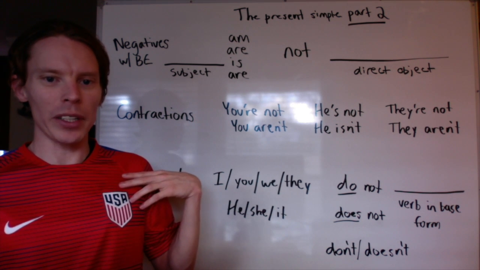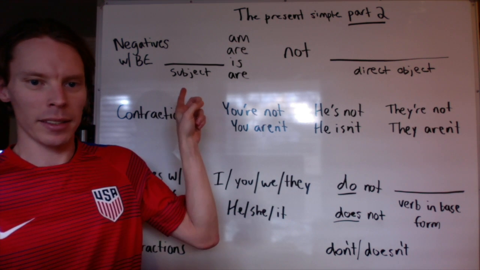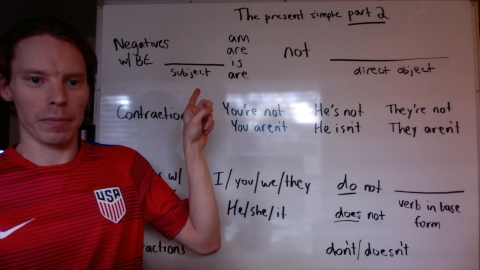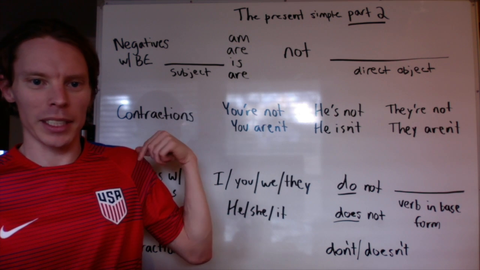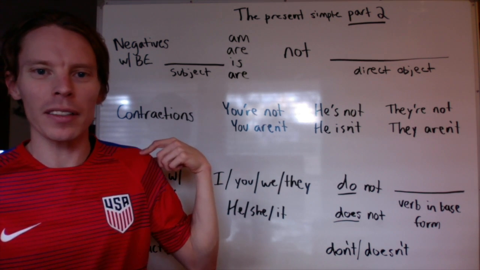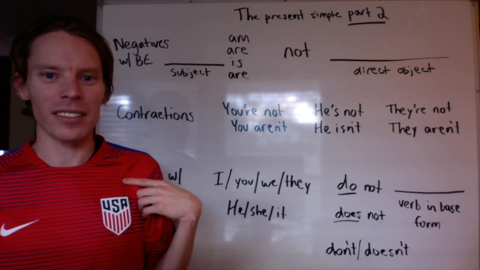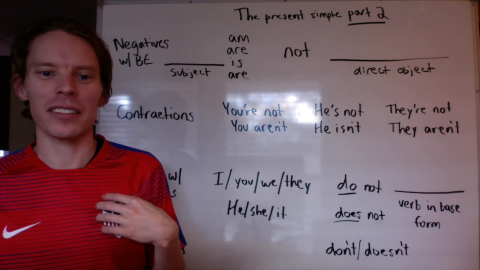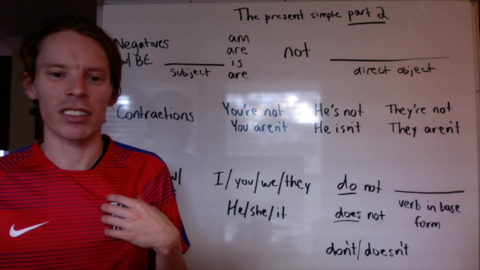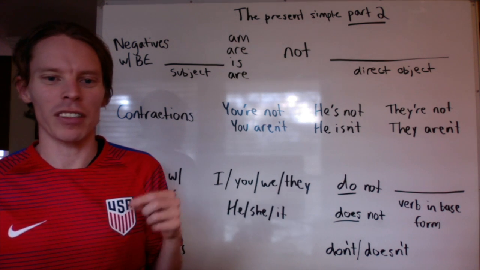Todos sabemos, we all know how to form, cómo formar, cómo conjugar, be, right? What is it? I am, you are, he, she, it is, we are, goes back to are, and then they, or you all, are. Okay? So, good, we have that down.